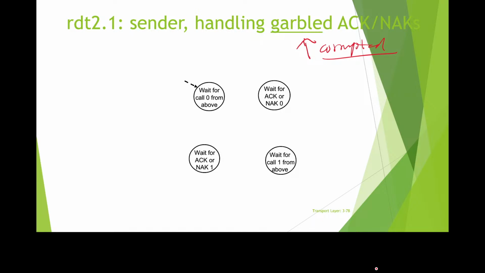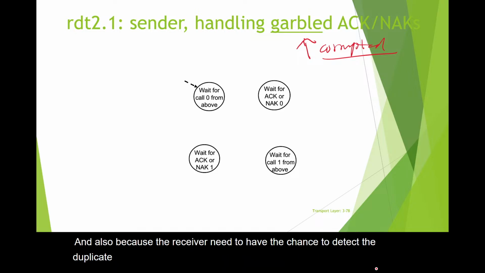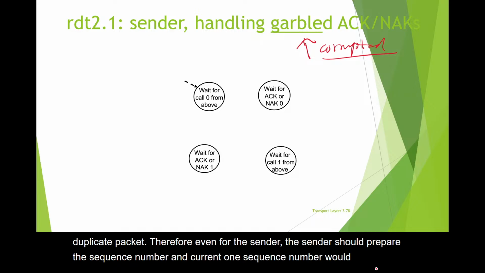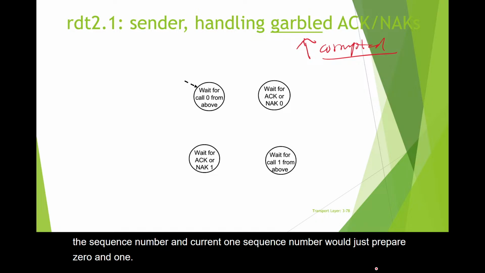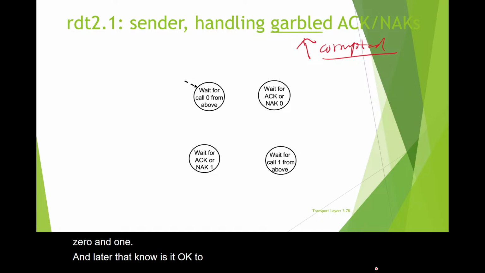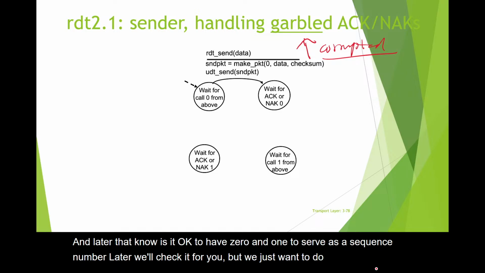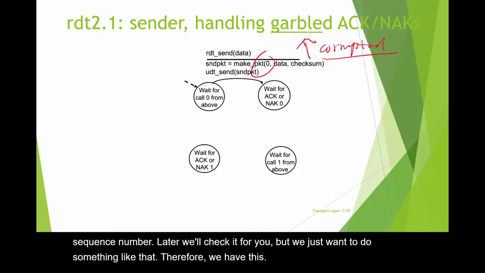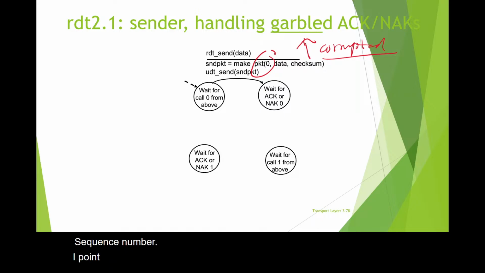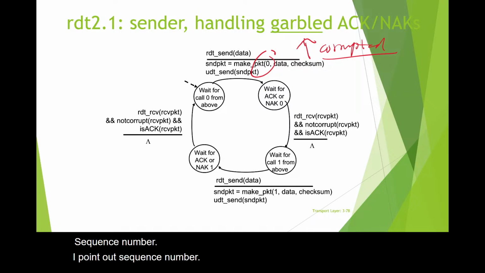And also, because the receiver needs to have the chance to detect the duplicate packet, the sender should prepare the sequence number. In the current design, we just prepare 0 and 1. Later, we want to know whether it is okay to have 0 and 1 serve as the sequence number. Later, we will check it for you. But we just want to do something like that. Therefore, we have this sequence number. I point out sequence number.